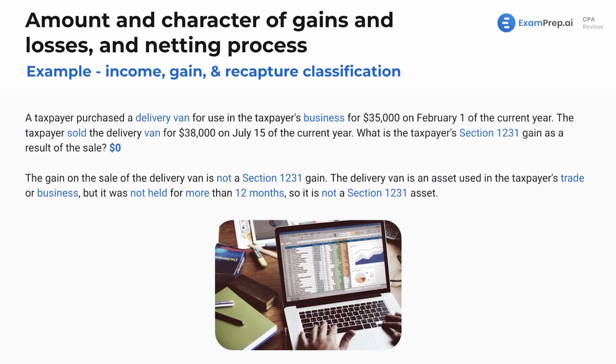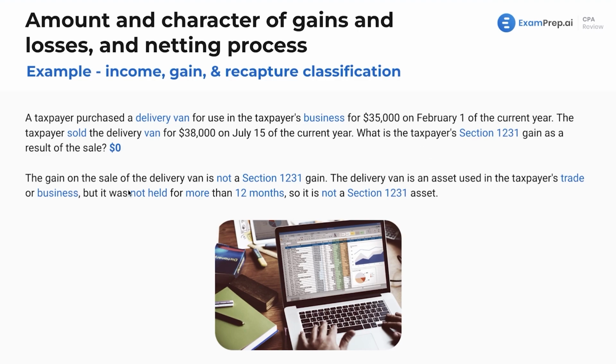Next up, a taxpayer purchased a delivery van for use in the taxpayer's business for $35,000 on February 1st of the current year. The taxpayer then sold the delivery van for $38,000 on July 15th of the current year. Good for him. Automobiles generally do not go up in value, but that sounds good. What is the taxpayer's Section 1231 gain as a result of the sale? Well, why is it going to be zero?